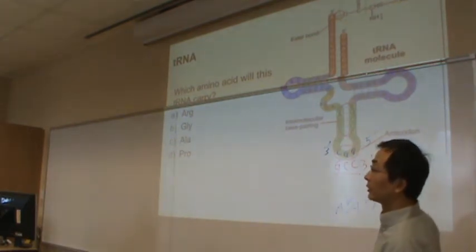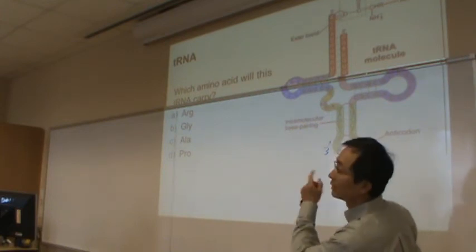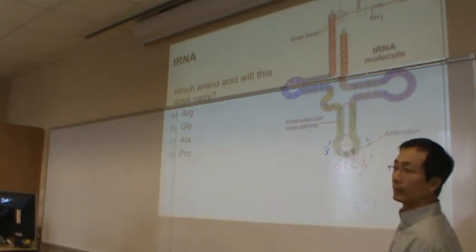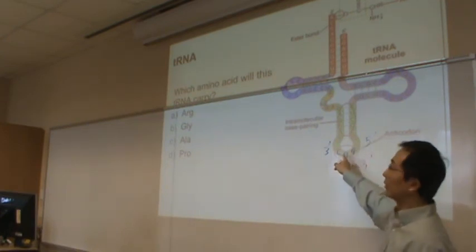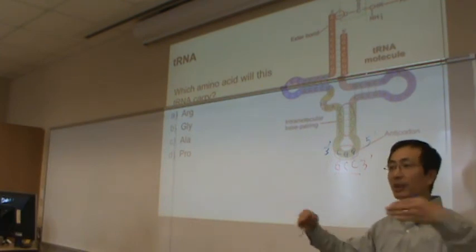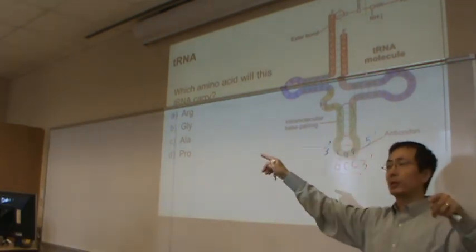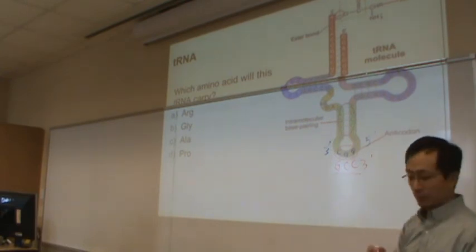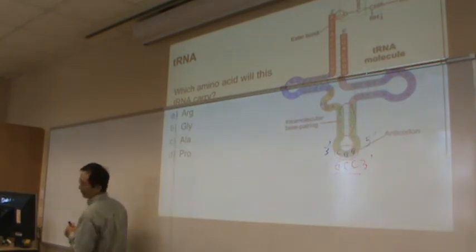What does GCC stand for? Alanine. So that's basically it. The key is really the direction. Every base pair, every helix is anti-parallel. If this one is 5 prime, the other one should be just reversed. So yeah, okay. This one should be, I guess, alanine.